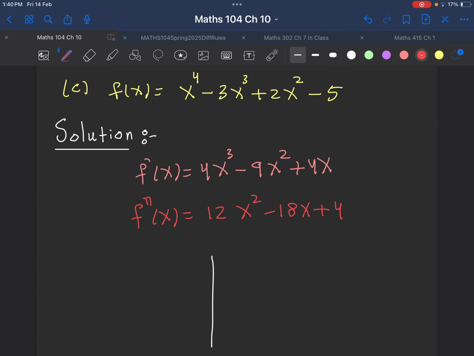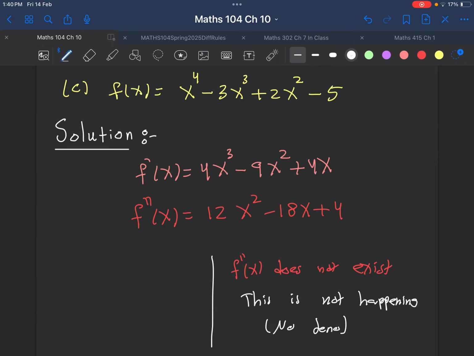Now we need to find two cases here. Either the second derivative does not exist, which means this never happens. This is not happening. And the reason why, we don't have a denominator.